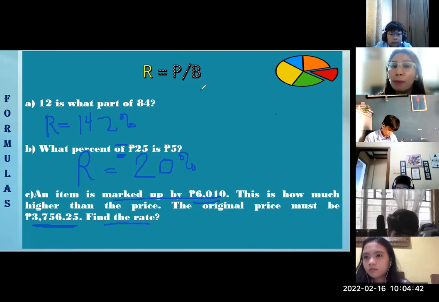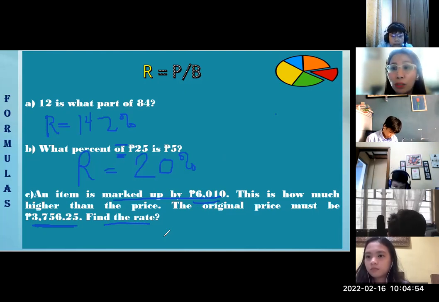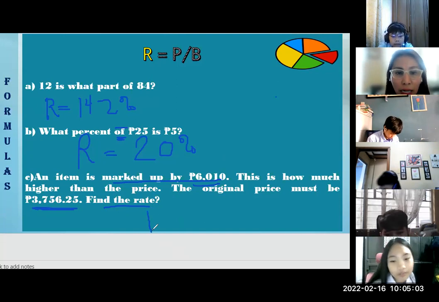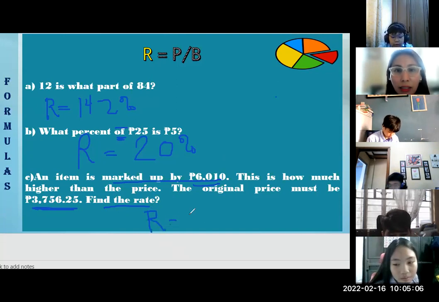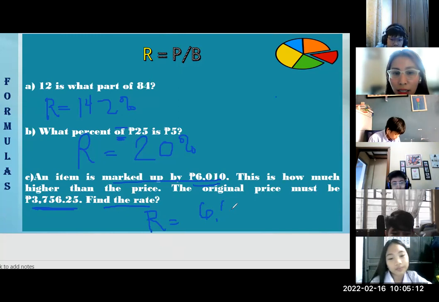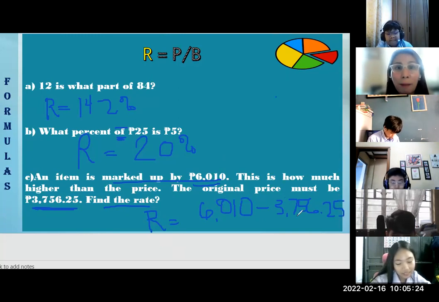So, using then this formula, pero meron pang isa pang computation. Ayan. So, yung computation will be, you simply subtract. Subtract muna tayo, then we divide. Ganon siya, Miss Amber. So, subtract muna natin. In finding the rate, subtract natin yung higher, 6,010, subtract natin by 3,756.25. Anong difference, Miss Amber?